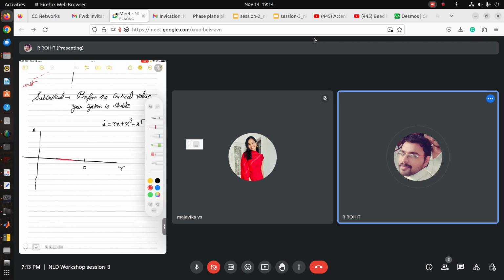So this was your normal subcritical pitchfork bifurcation. You have stable points here and unstable points here, and when your r value is x to the power 5, so now minus x to the power 5 acts as a stabilizing effect. After this point, you will see that there is a stabilizing effect, and your system eventually reaches another stable branch.